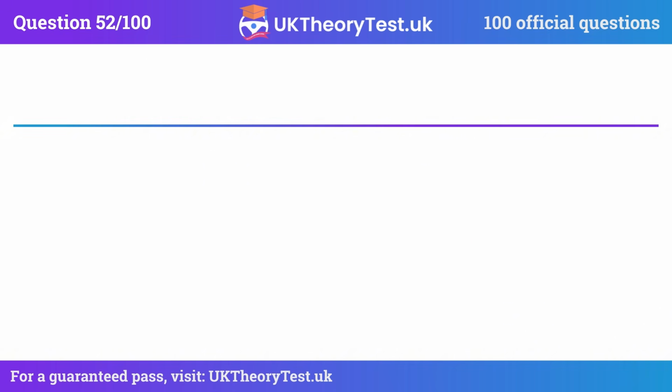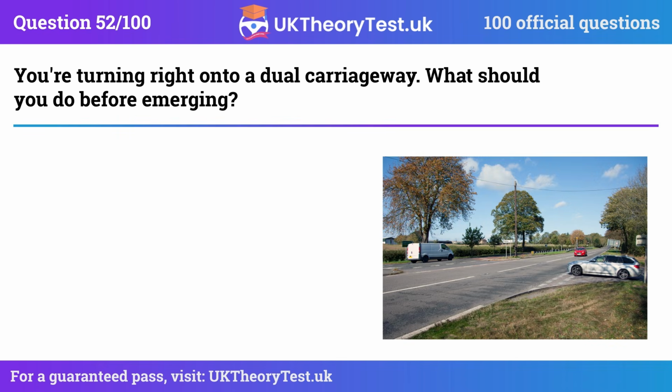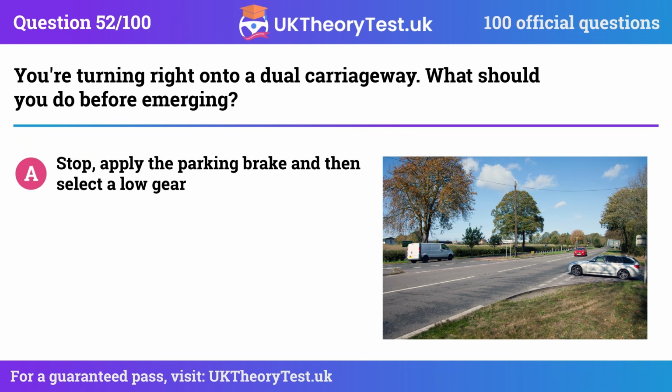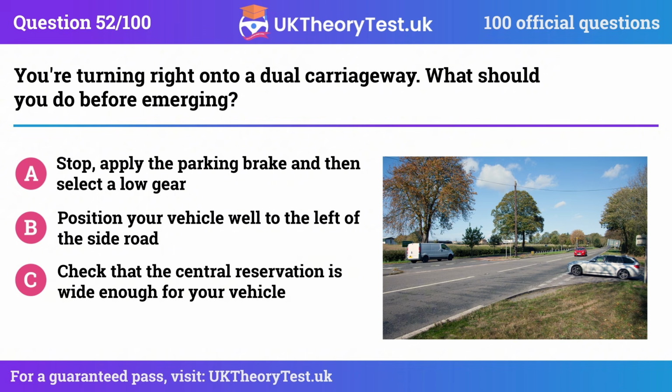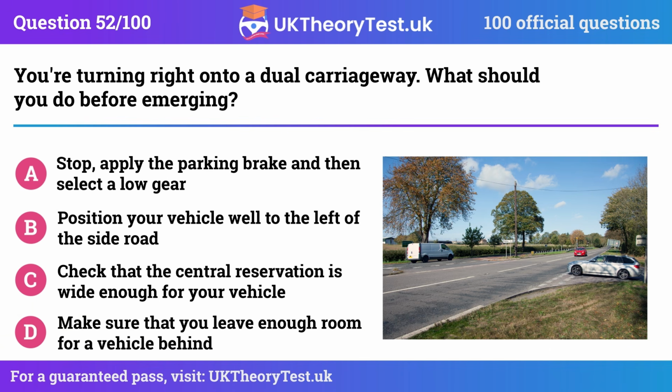Question 52. You're turning right onto a dual carriageway. What should you do before emerging? A. Stop, apply the parking brake, and then select a low gear. B. Position your vehicle well to the left of the side road. C. Check that the central reservation is wide enough for your vehicle. D. Make sure that you leave enough room for a vehicle behind.